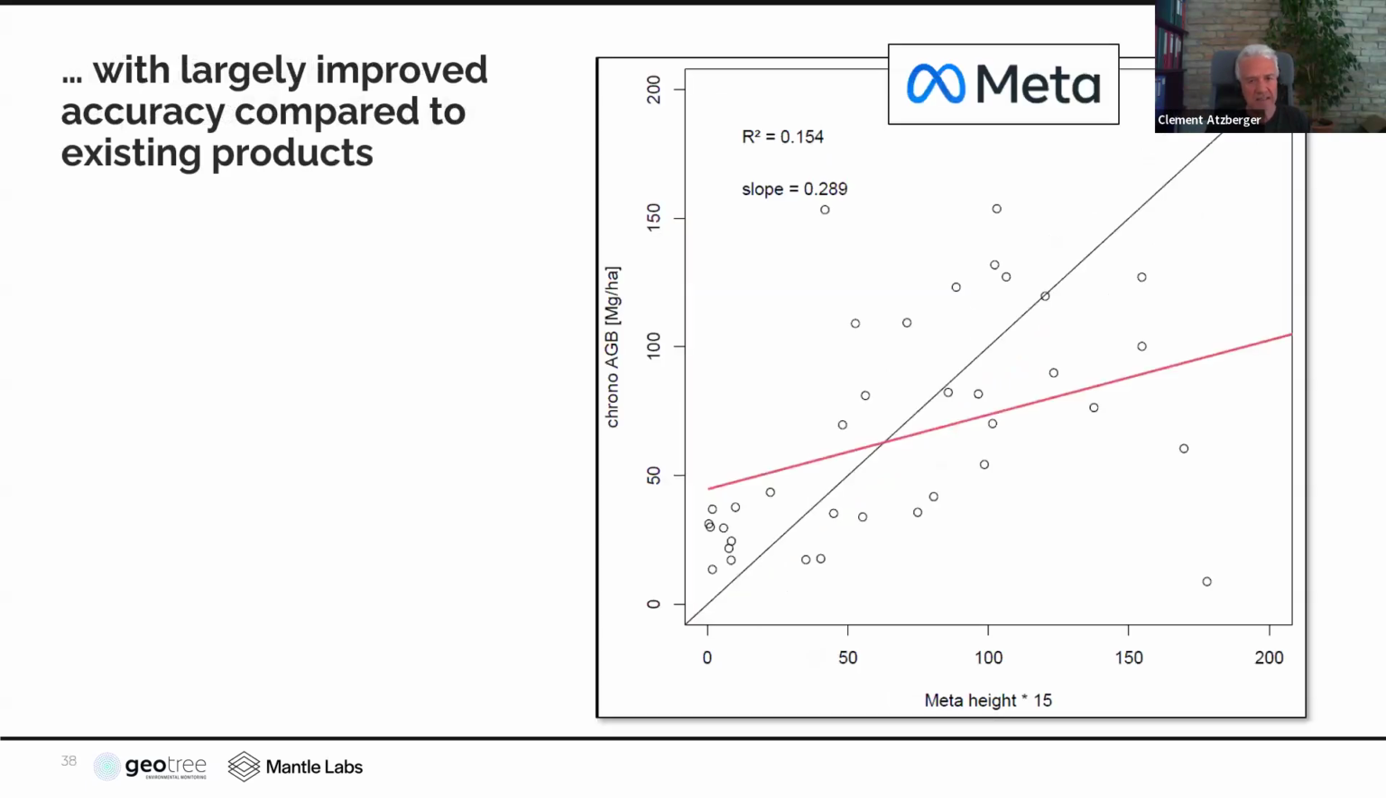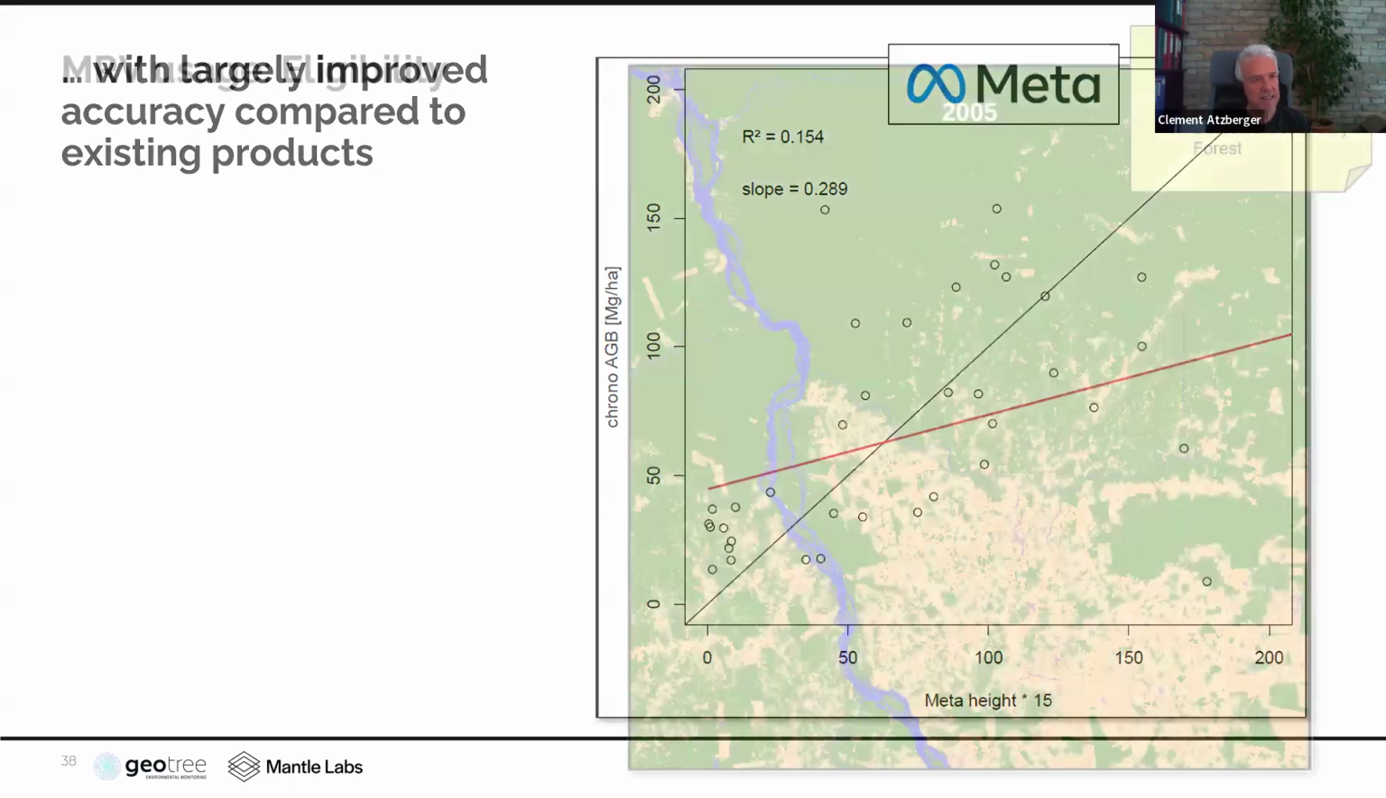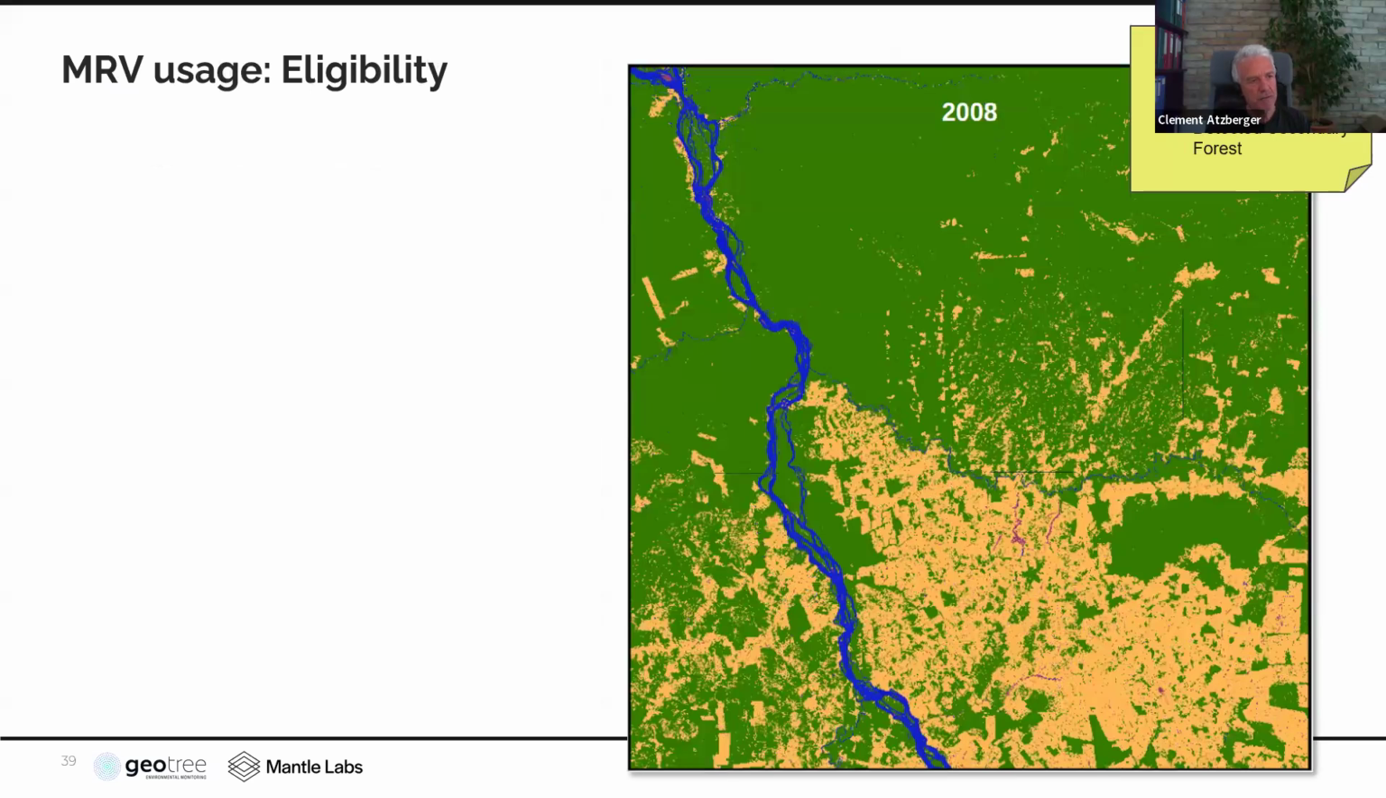If you compare this, for example, with the Meta product from Facebook, which you all probably saw in the past months, I hope you see the difference. Here the R square, using exactly the same approach, is only 0.15 compared to what we had. So we clearly have the best product out there, and we have an annual product, and we can go back 10 years easily. We use this here for eligibility.